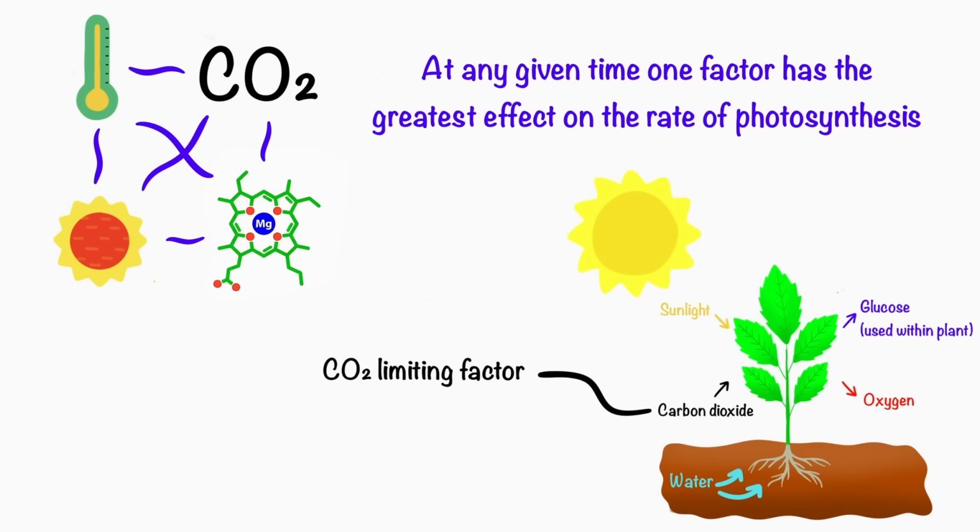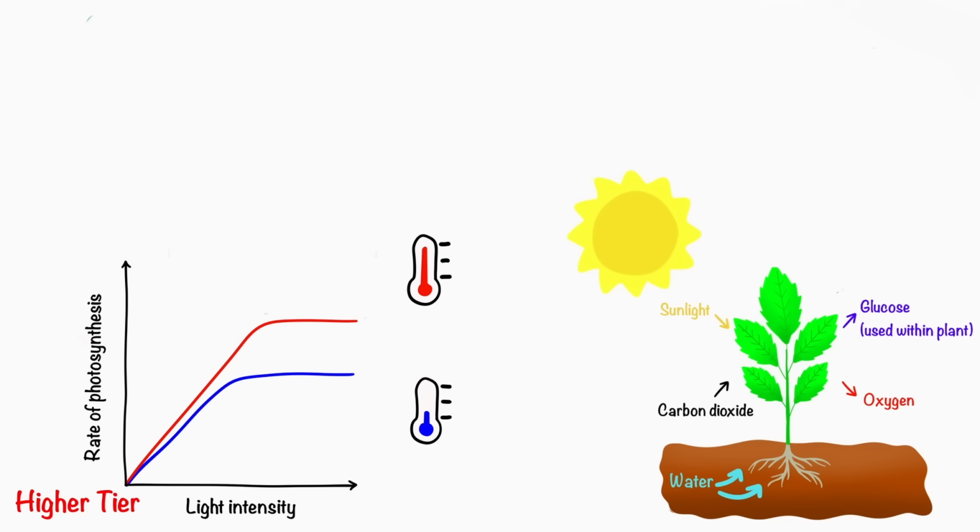For example, on a bright summer day, carbon dioxide might be the limiting factor for a plant. Adding more CO2 would increase photosynthesis rates, but adding more light wouldn't help because light is already abundant. We can see these interactions in graphs that show the effect of multiple factors.